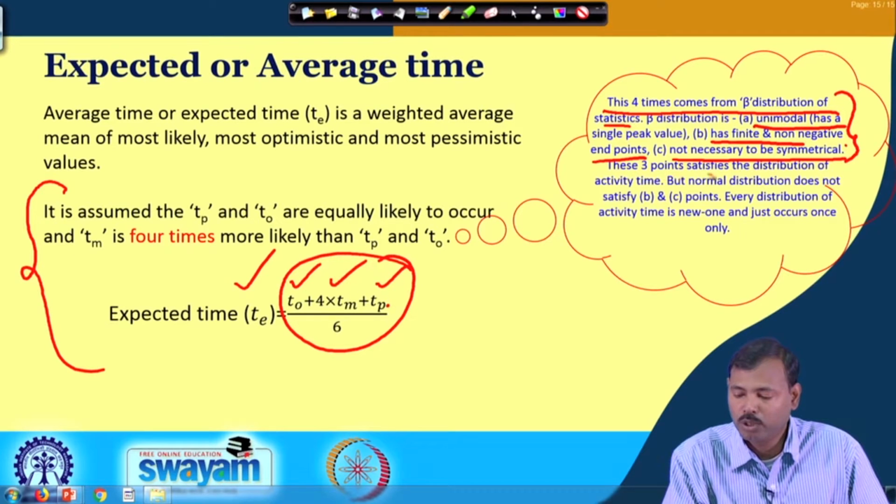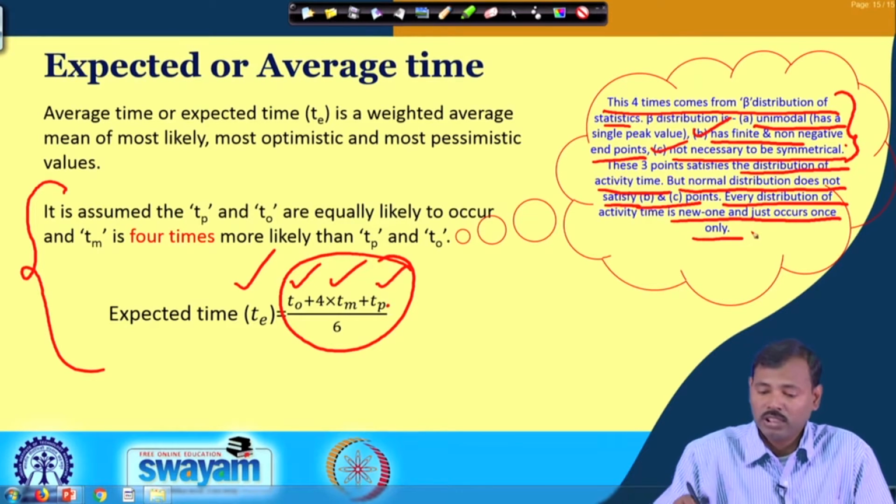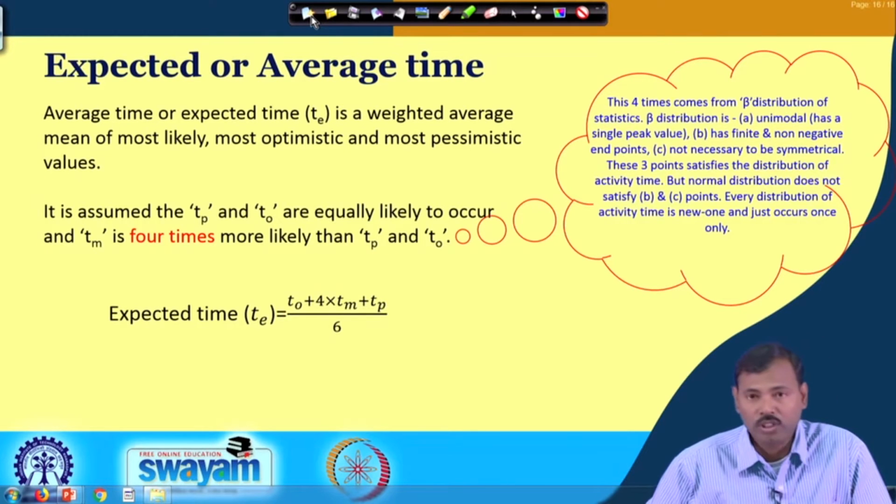These 3 points, statistics, the distribution of activity time, but normal distribution does not satisfy points B and C, that is why we opt for the beta distribution. Every distribution of activity time is a new one and just occurs once only. So, these are the conditions which we considered for this weighted average for getting the expected time or the mean time to complete the job.